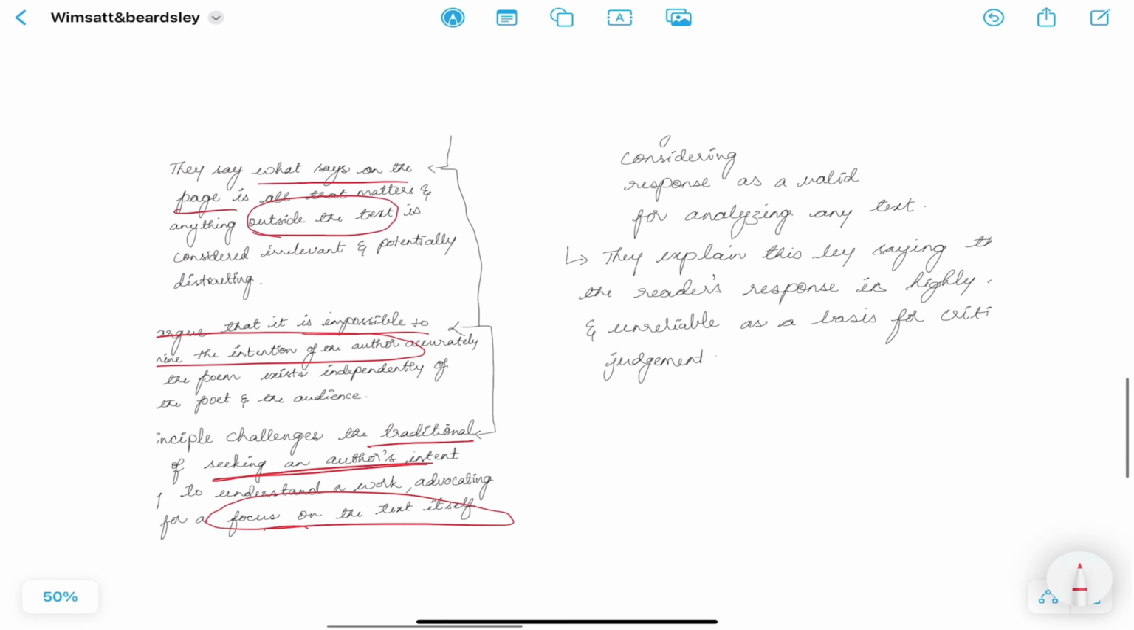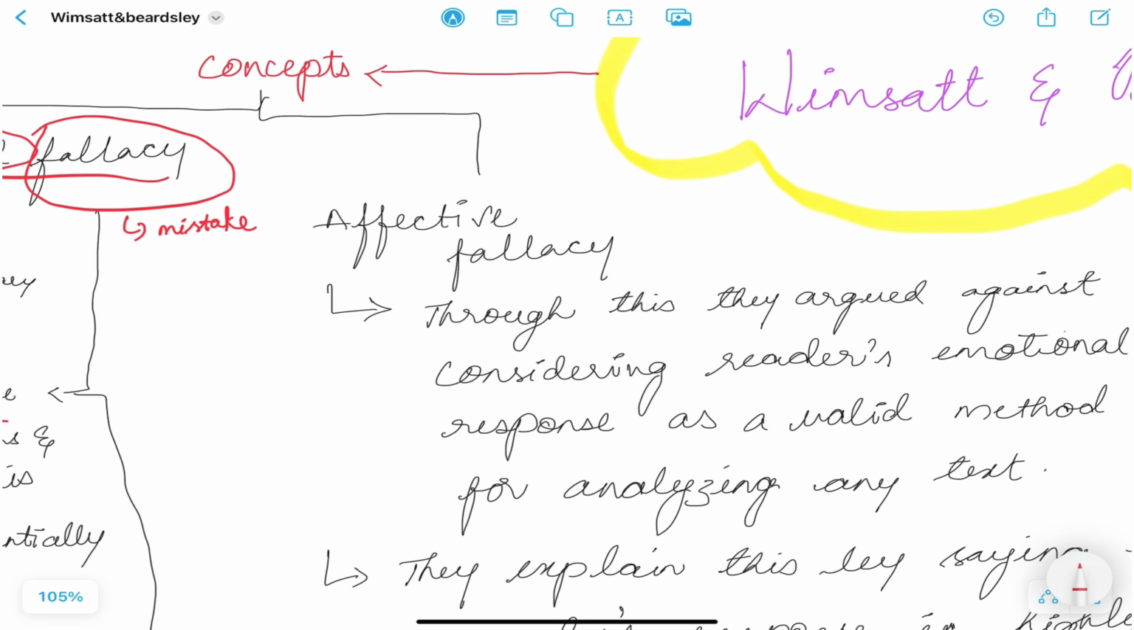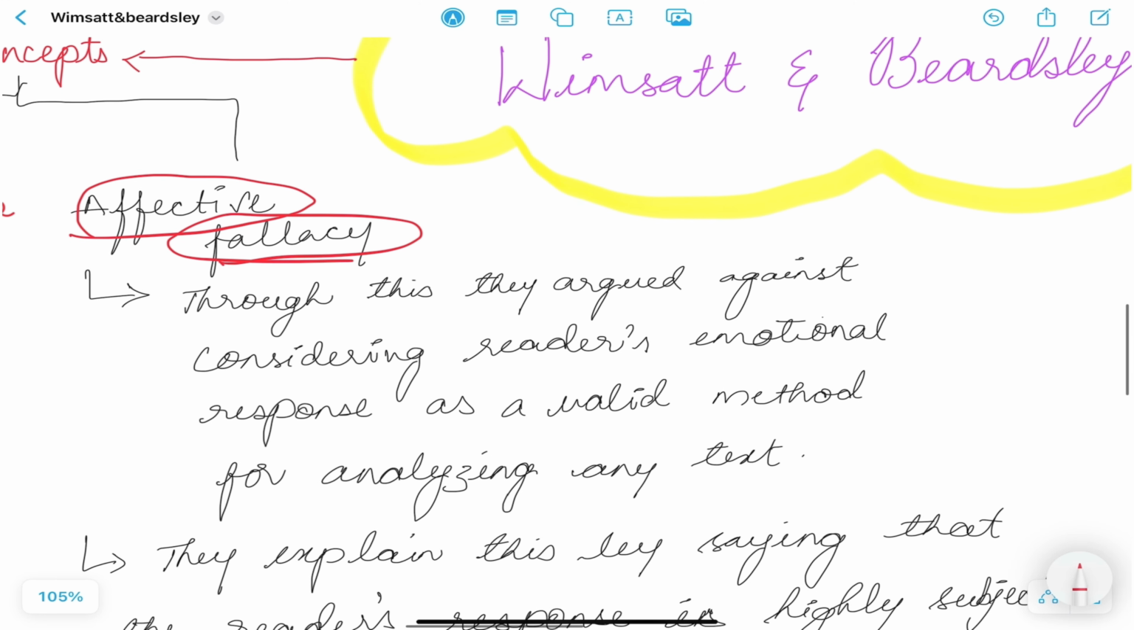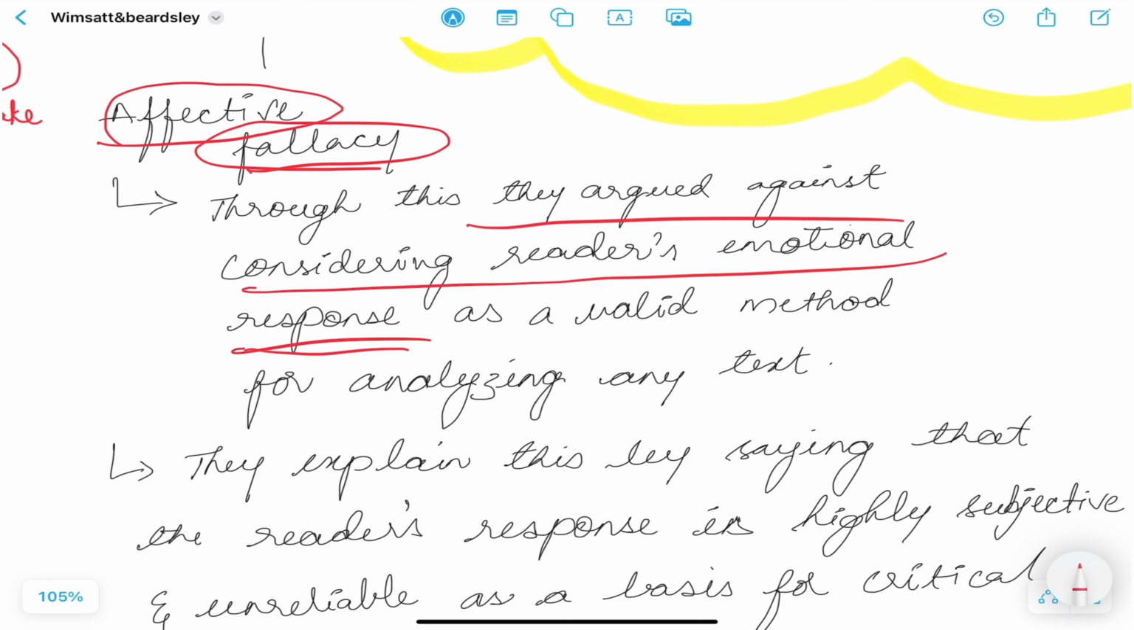Now if we have to look at the secondary concept given by Wimsatt and Beardsley, it would be affective fallacy. Again, a fallacy is a mistake, so it is a mistake committed on the basis of affect. If you ask what affective fallacy is, through this they argued against considering the reader's emotional response as a valid method for analyzing any text.